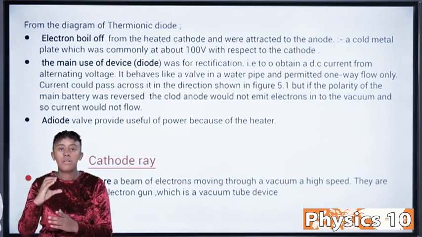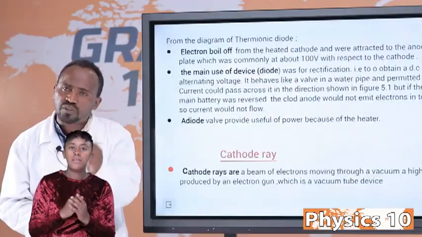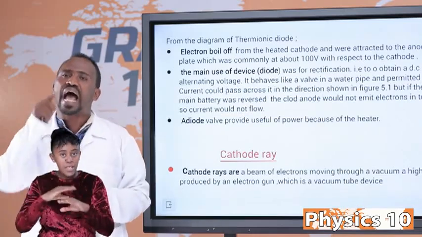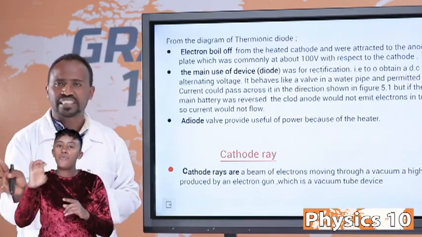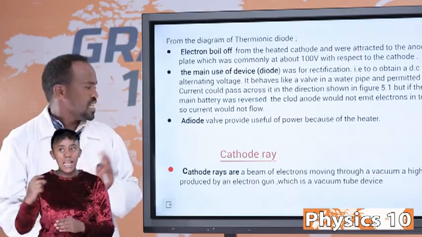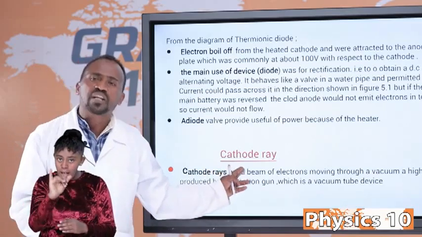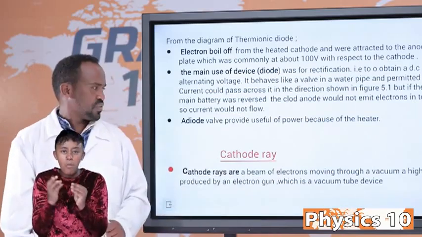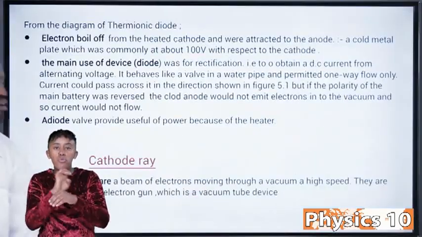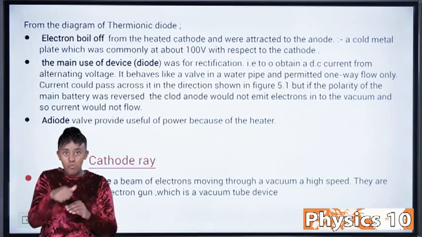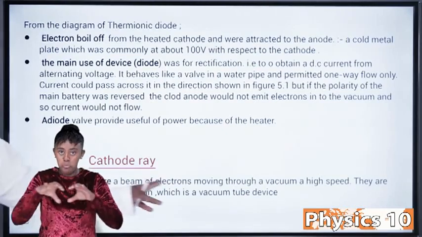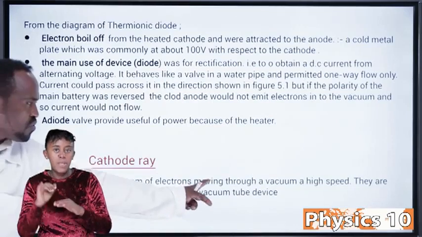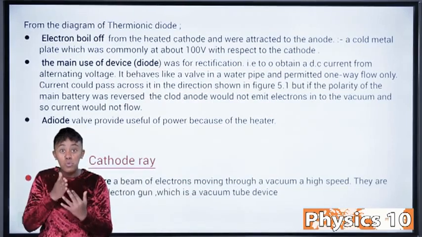Cathode rays are produced after an electron is emitted from the cathode surface, heated, and attracted to the anode, and produce energy. And there is a ray. This ray is what we call cathode rays. A cathode ray is a beam of electrons moving through a vacuum at high speed. It is what? A beam of electrons moving through a vacuum at high speed.